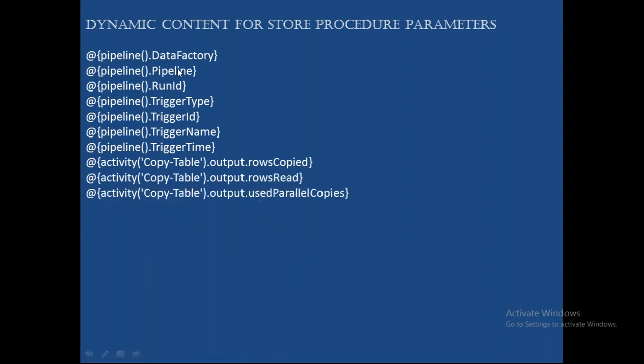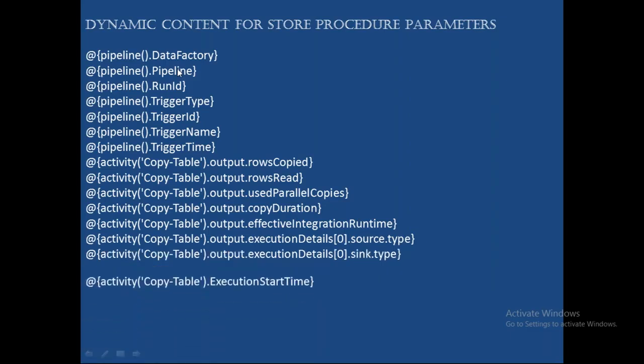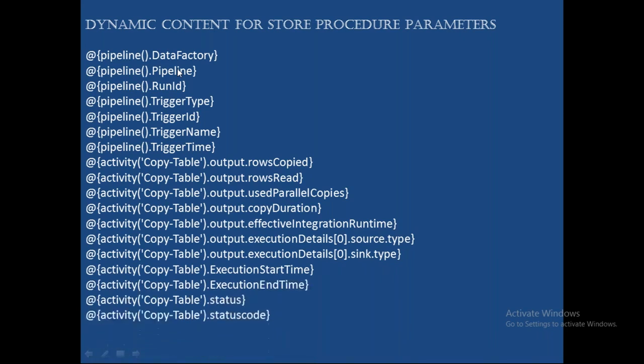Okay, now from here specific to copy activity: copy activity dot output dot rows copied, copy activity dot output dot rows read, copy activity dot output dot used parallel copies, copy activity output copy duration, effective integration runtime, output execution details of zero dot source dot type, output dot execution details, sink type, execution start time, end time, status code, and error. Okay, these are the dynamic expressions we need to use.